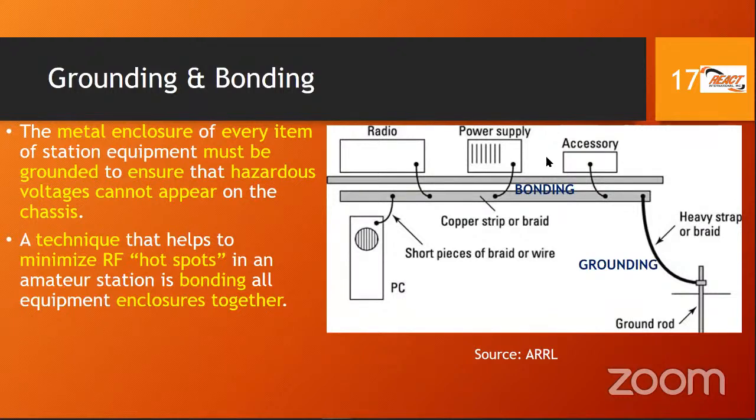That's the first point as a ham. If you do not do that, hazardous voltages can appear on the chassis. That is what could occur if you do not ground your station properly. Remember we said earlier that you don't want to get an RF burn, you don't want to get a zap, so therefore you must ground every single item in your shack or in your amateur radio station.